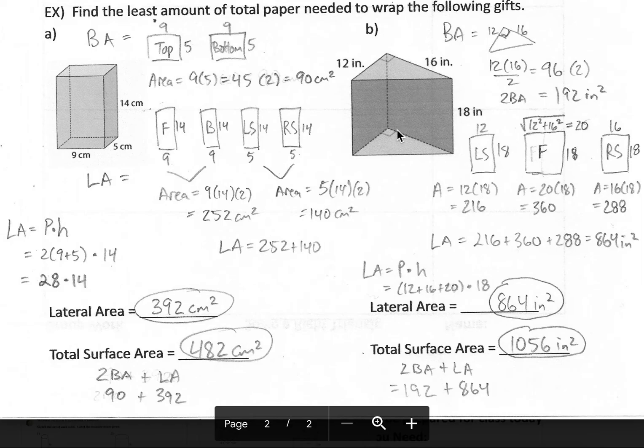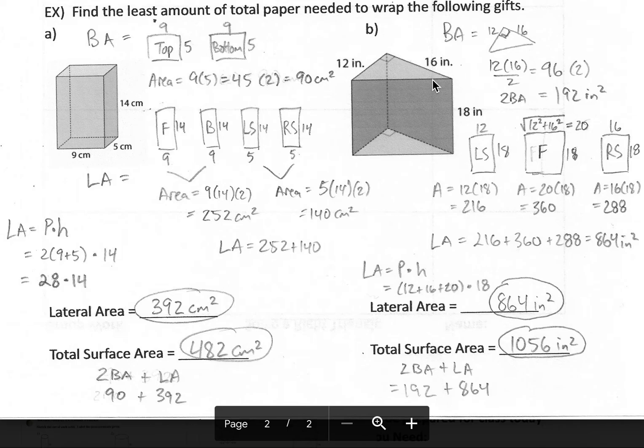Now what I need to find is my lateral surface area. So that would be the area of the rectangles that go around the shape. The left side, this left rectangle, I have the dimensions. I have a height of 18 and a length of 12. So 12 times 18 gives me the area of that left rectangle. That's 216. The right side also has the dimensions I need. It's got 16 by 18, so if I multiply those two dimensions, I get the area of the right rectangle. That's 288. But this front rectangle, I need to do some extra steps with.